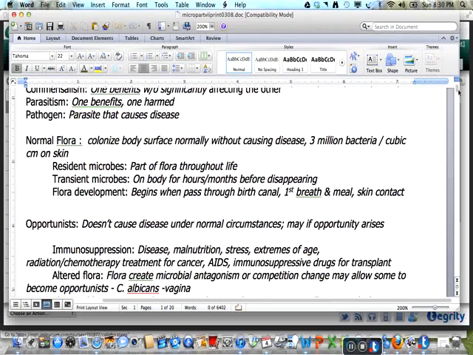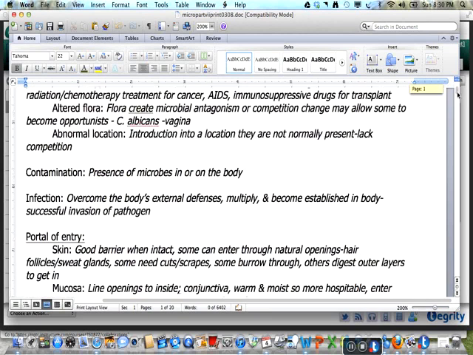Altered flora may open the door for opportunists. Flora create microbial antagonism or competition. Changing this may allow some organisms to become opportunists. A common example is Candida albicans in the vagina.